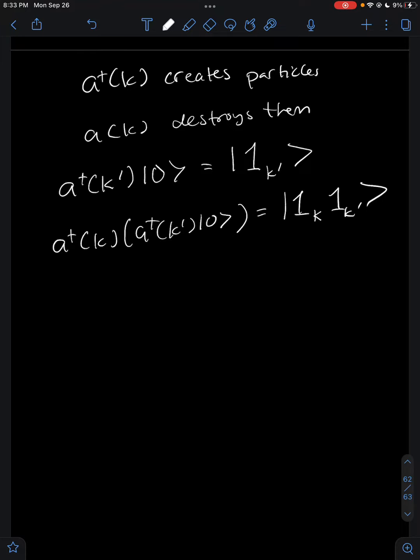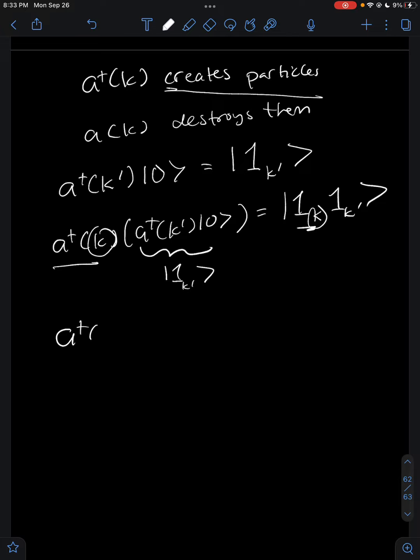Because since this creates a particle with momentum k, if this acts on some state that has one particle with k prime, it's going to add another particle, but with k. If you had A conjugate k prime prime acting on some state that has one particle with k and one particle with k prime, that's going to give us one particle with k, one particle with k prime, and one particle with k prime prime.